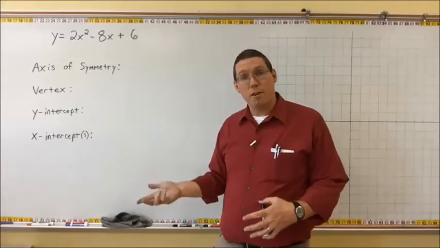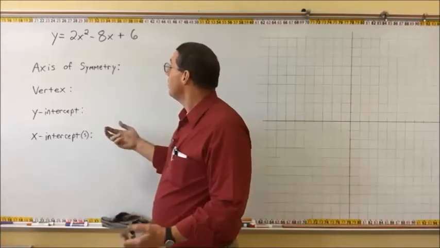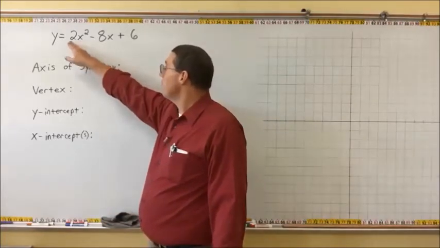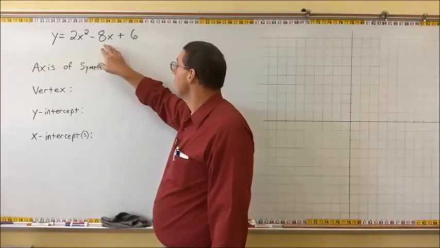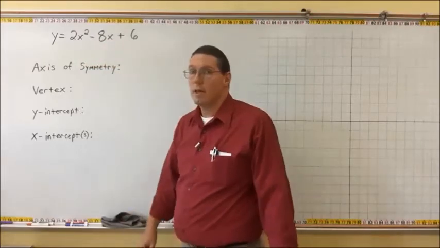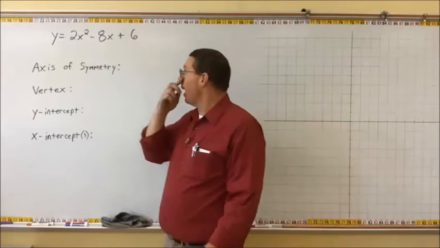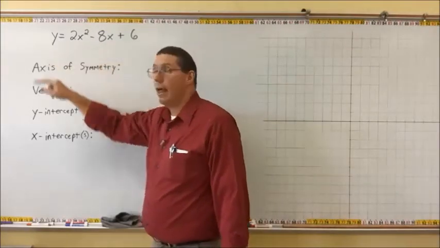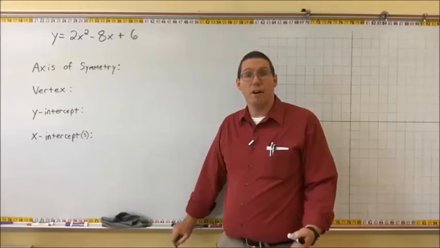But if I put a different number in, like let's say 5, 5 squared is 25, times 2 is 50, 8 times 5 is 40, 50 minus 40 is 10, plus 6 is 16. And so depending on what value I have for x, I'll have a different value for y. That's the definition of a function.